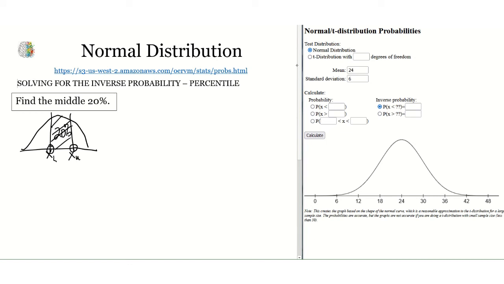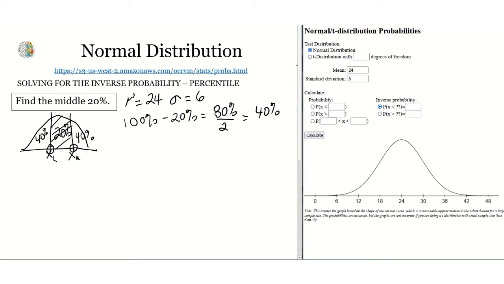So let's go ahead and we'll use the same mean and standard deviation that we did before. The first thing we need to do is figure out our percentages. What are we solving for? If I take 100% minus 20%, that's going to give me 80%. And then I divide that by 2, which gives me 40%. So that tells me in this white space, I've got 40% on the lower end and 40% on the upper end. So my lower boundary is at 40%.